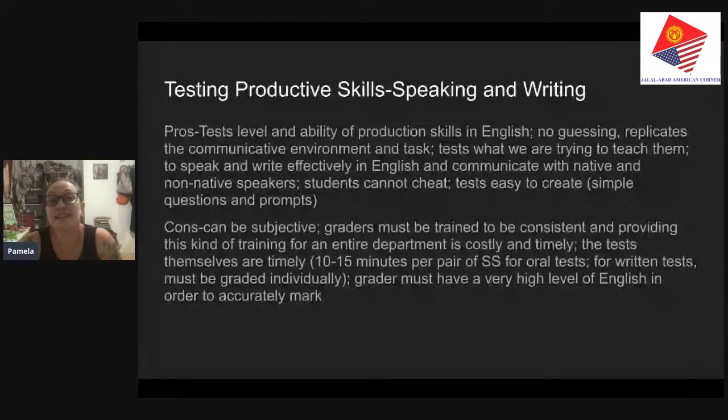So again, the advantages are you can't guess, right? You can't look at A, B, C, D in multiple choice and guess and get C correct. And maybe you knew it and maybe you didn't, but you got it correct. It does replicate the communicative environment and tasks. So this is natural speech. This is how you would talk.